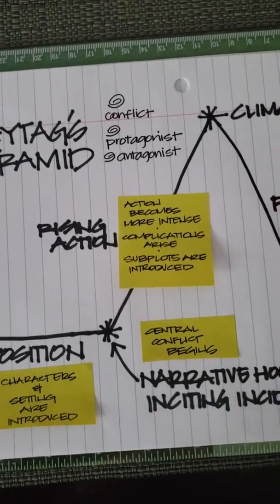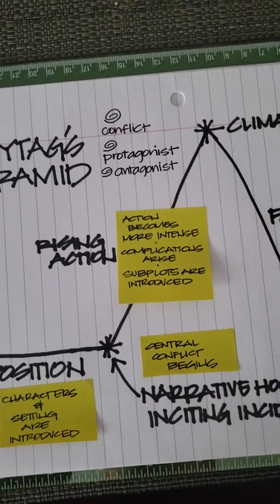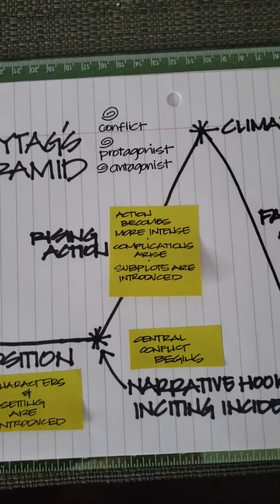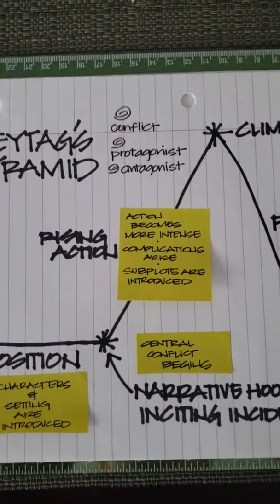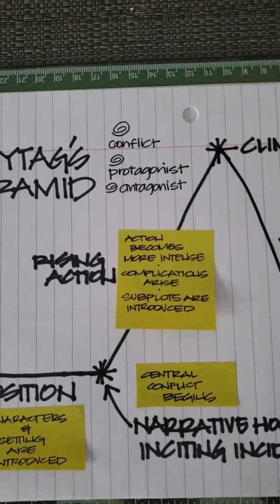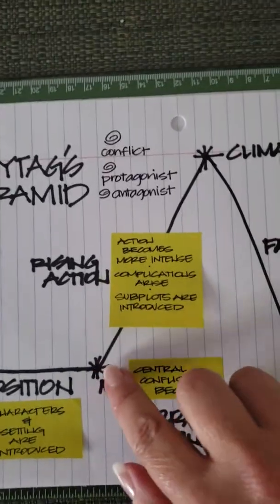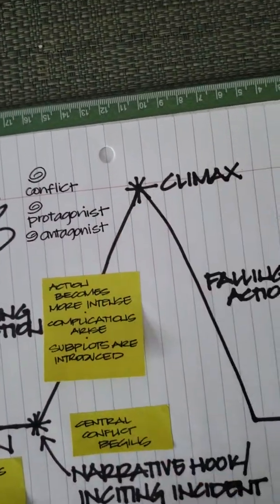There'll be other things that are going on, either as a result of the central conflict or in addition to the central conflict. If you're going to have subplots, smaller sort of parallel plots that are happening in the novel or the story, the rising action is generally where they're introduced. So things are becoming more and more intense and more complicated. So this rising action leads all the way up to the tippy top where we have the climax.